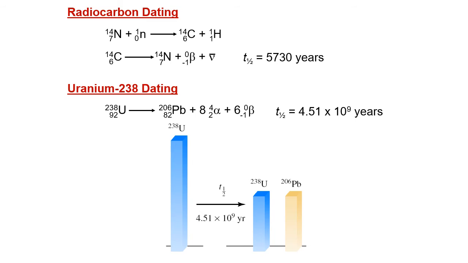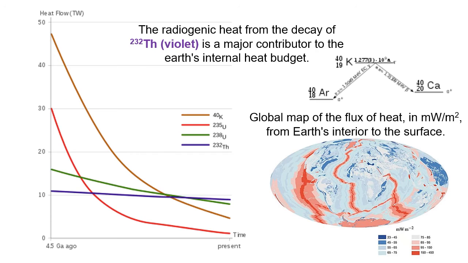Half-life is 4.5 billion years. So we can calculate how much uranium you have and how much lead-206 you have in your sample. And from there you can figure out how long it took for this sample to exist with no exchange with environment.